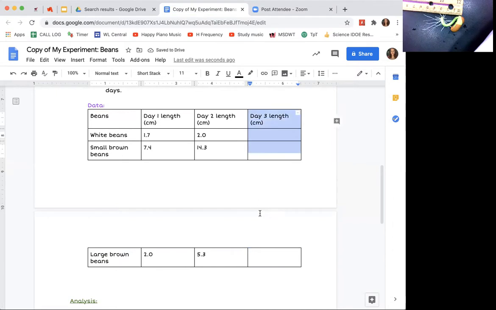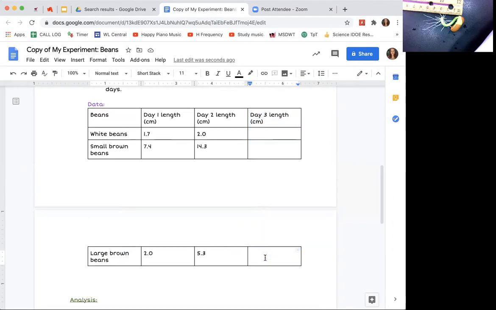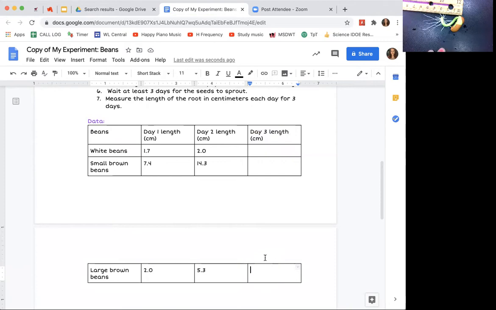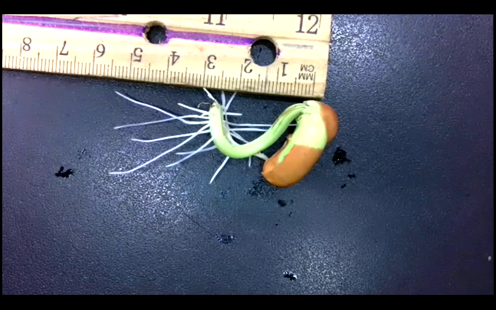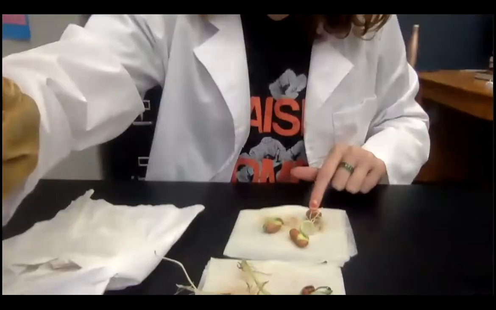Okay, so I might not have time to do day 3, but you know what? We're seeing a lot of differences right now between day 1 and day 2. So I think I do want to do another measurement. It's Friday, so maybe on Monday I'll make another video and we'll say that that's day 3, and we'll see how it works from there. So now I'm going to put my beans back in my bag with my wet paper towels, and I'll see you again on Monday.